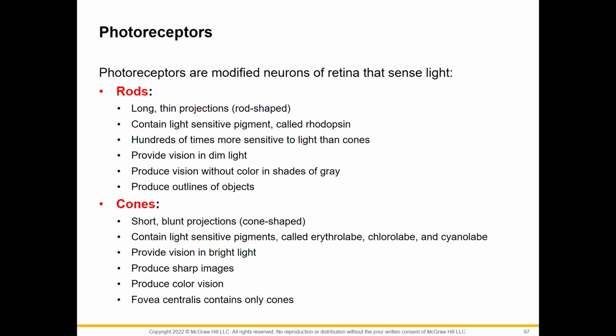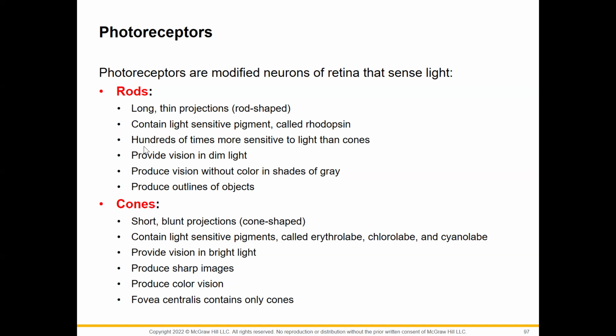Rods are long, thin projections, rod-shaped. They contain the pigment rhodopsin. These are hundreds of times more sensitive to light than cones. They provide vision in dim light, and provide vision without color, so you'll see shades of gray. It produces outlines of objects. So rods are what allow you to see in the dark.